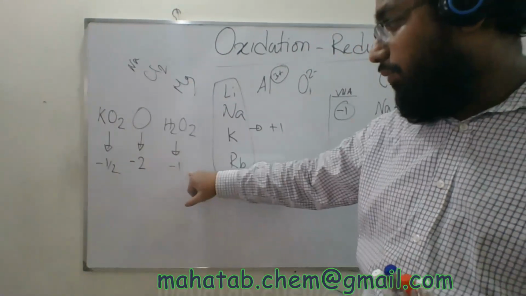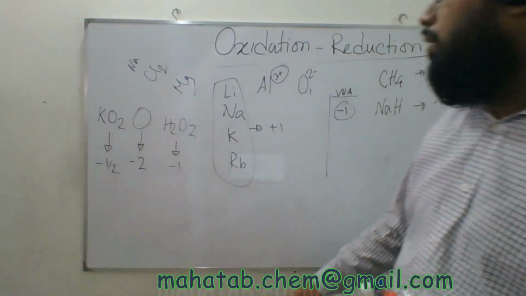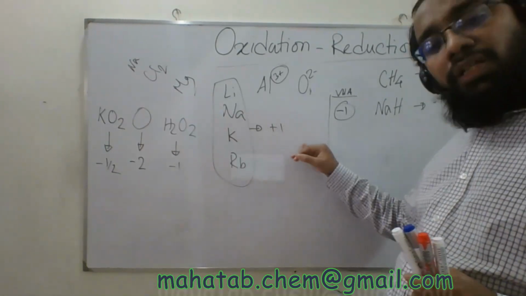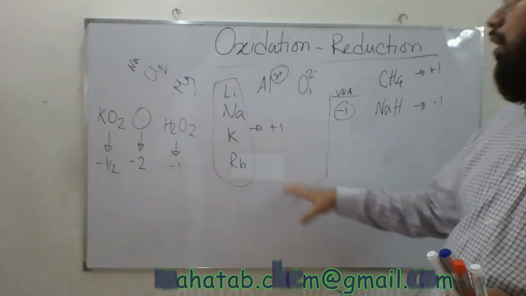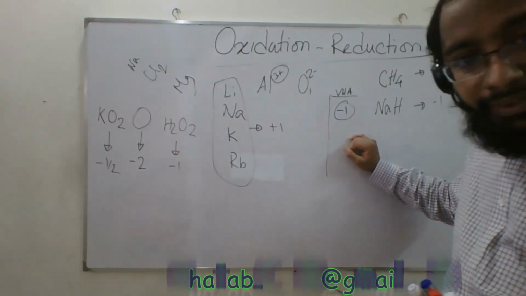For peroxide, it is -1. For superoxide, it is -1/2. For group 1 elements, it is +1. For group 2 elements, it's +2. For group 3 elements, usually it's +3. For group 7A, that means the halogen group, it is always -1.